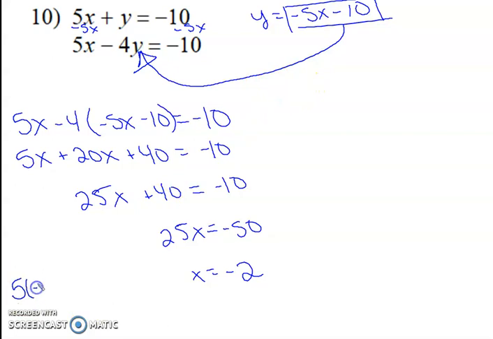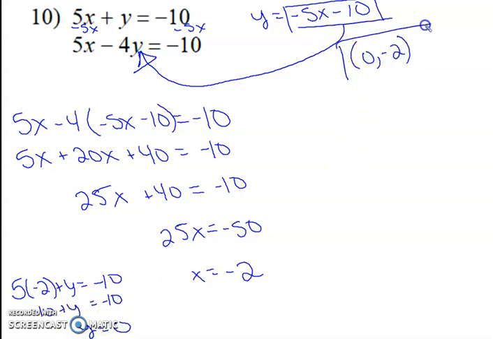5 times negative 2 plus y equals negative 10. Negative 10 plus y equals negative 10. What's y equal? 0. So I now have 0, negative 2 is my point. I have to check it in both. 5 times 0 plus negative 2 equals negative 10.